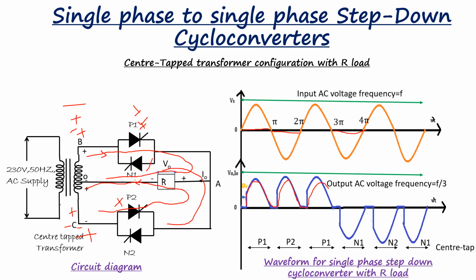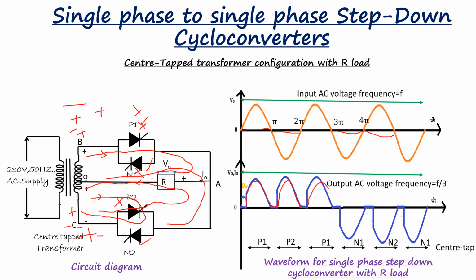In the next positive half cycle from 4 pi to 5 pi, the point B is positive with respect to C. So SCR N1 is automatically turned off and SCR N2 is in the conduction mode. N2 starts conducting, and the path for the current flow becomes from the positive point O, then load, then SCR N2 to the negative point C. So the direction of current flow through the load remains the same.